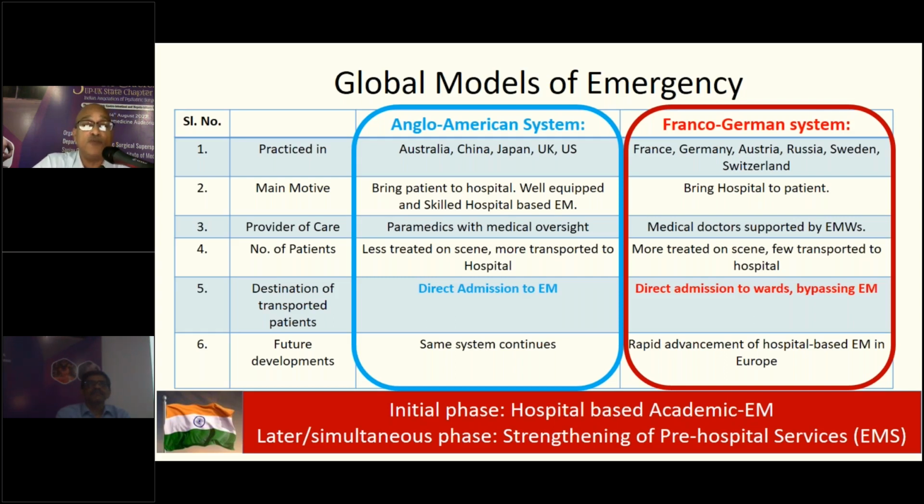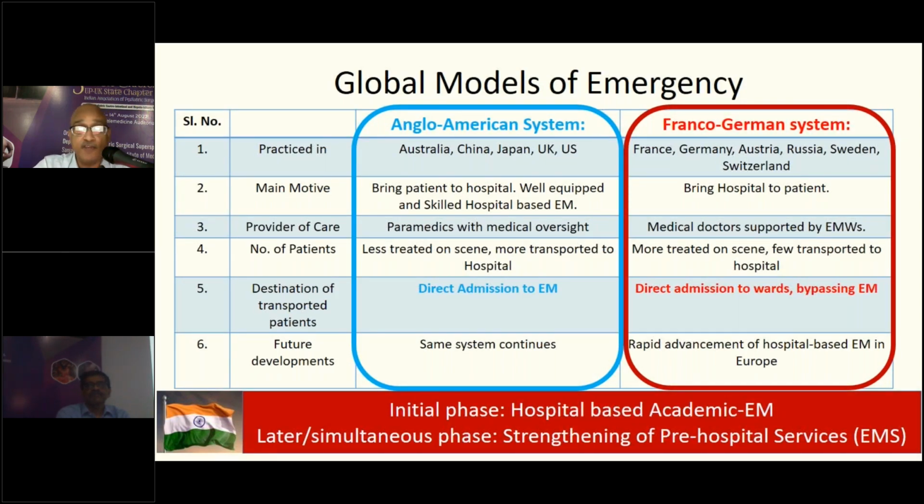The future development for our country is on the same lines, and the Anglo-American is not switching over to the Franco-German, but the Franco-German is trying to now develop their EMS systems so that it becomes at par with the Anglo-American style of management of emergency medicine. So what is India doing?